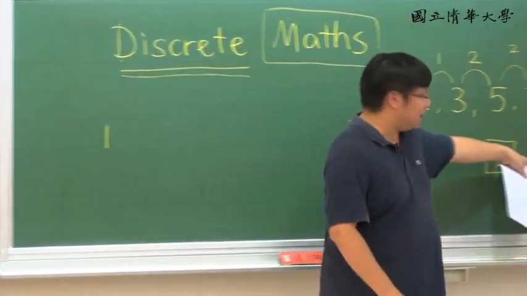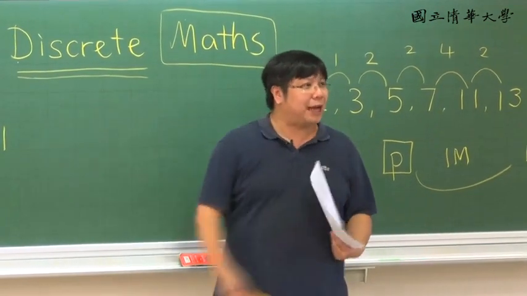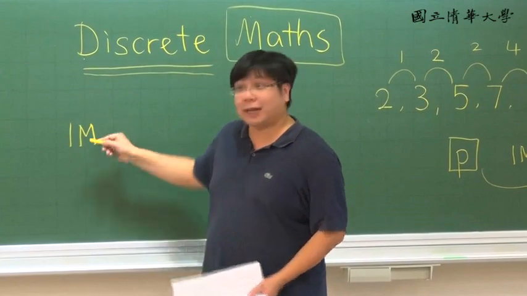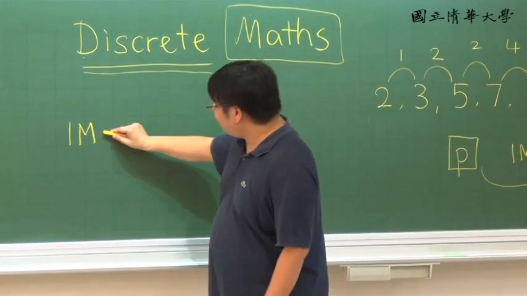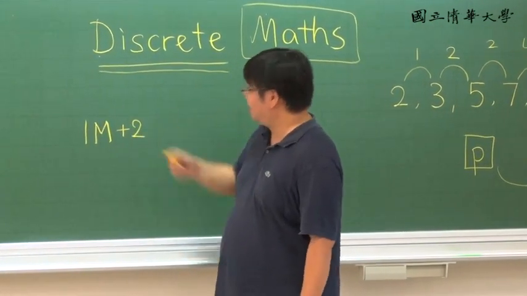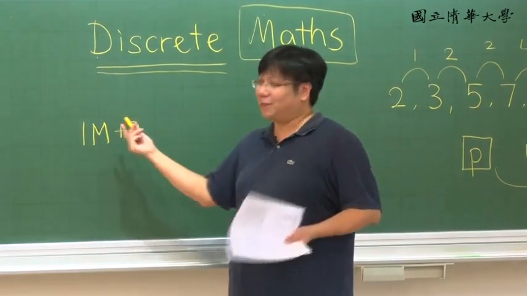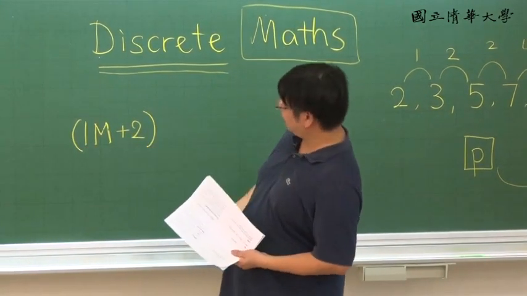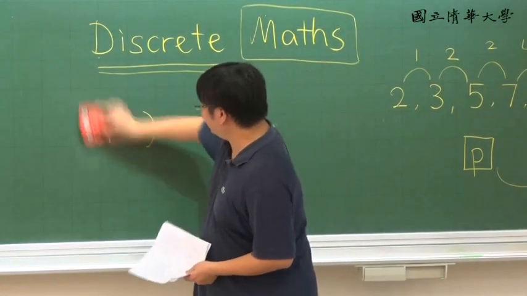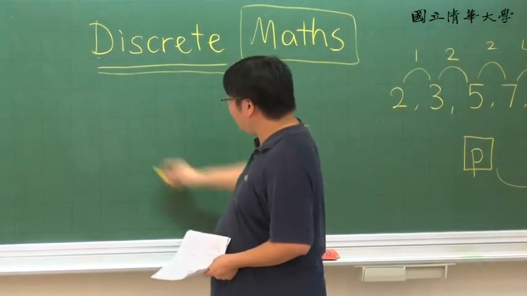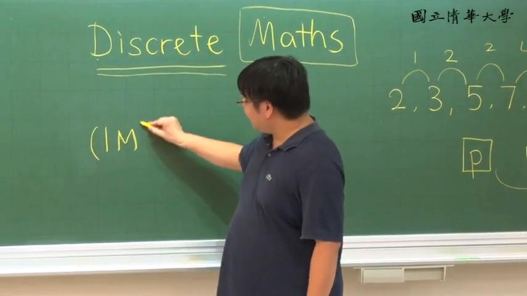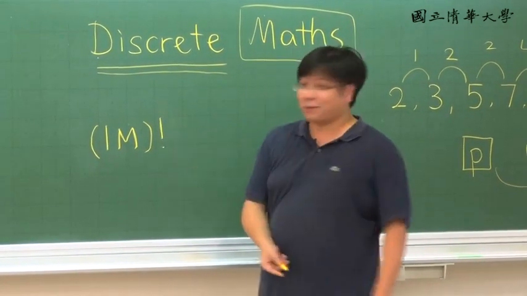So roughly, I will show you the idea why it is working. So let's look at this number, 1 million. 1 million is a large number, right? 1 million plus 2 will be a larger number. Let's do the 1 million. So 1 million is a large number. And then let us take the factorial of this one.